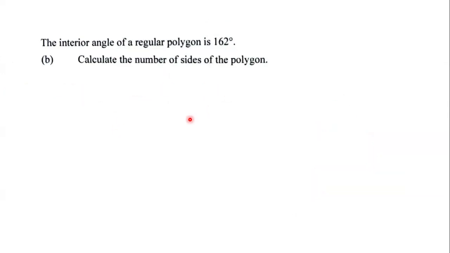Next thing that we have to do is figure out the number of sides of the polygon. Now we know that the interior angle of the regular polygon is 162 degrees, but here they want us to determine the number of sides of this polygon. In order to do this, we're going to use this formula, and the formula states the following. Interior angle is equal to 180 multiplied by n minus 2, all over n.